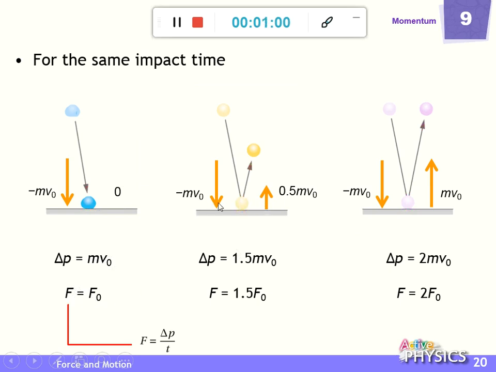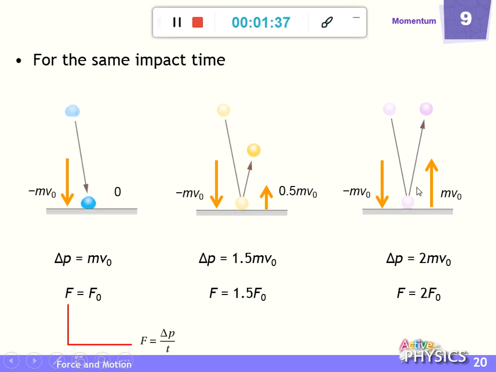In the other case, this ball can rebound backward, but rebounding like that cannot reach the same height as the initial position. The velocity of it will be like that. Before the impact, just touching the ground, the momentum will be negative mv. After the impact, leaving the ground, the momentum will be 0.5 mv. After the calculation, the average force should be 1.5 times that before.